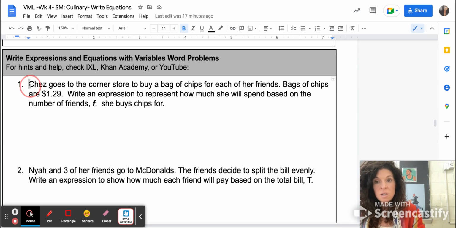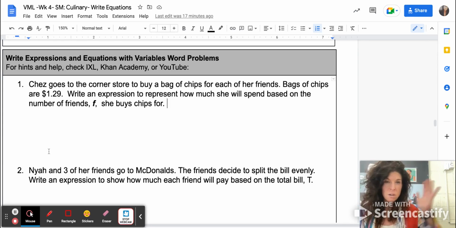So first read, Shay goes to the corner store to buy a bag of chips for each of her friends. Bags of chips are $1.29. Write an expression to represent how much she will spend based on the number of friends F she buys chips for. Okay, so what is this about? It's about going to the store to buy chips. Great. Can we picture it? Go to the store. What are you doing?